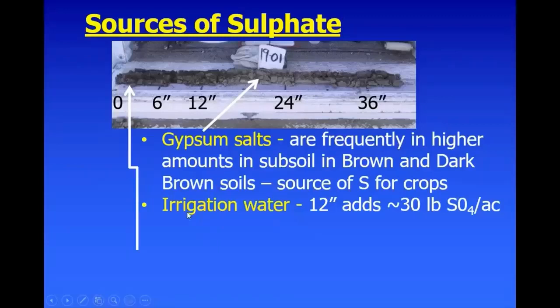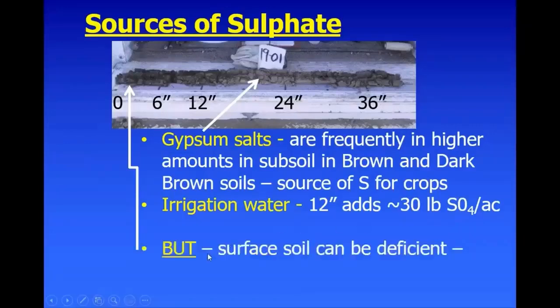And if that's the case, it's very unlikely most of the time you're going to need sulfur fertilizer. Another thing to keep in mind, if you're an irrigation farmer in southern Alberta or in Saskatchewan, for every 12 inches of irrigation water you put on, where that water has its source in the Rocky Mountains, we're going to be putting on about 30 pounds of actual sulfate per acre. So it's very unusual to run into sulfur deficiency on irrigated land, but it does happen occasionally.